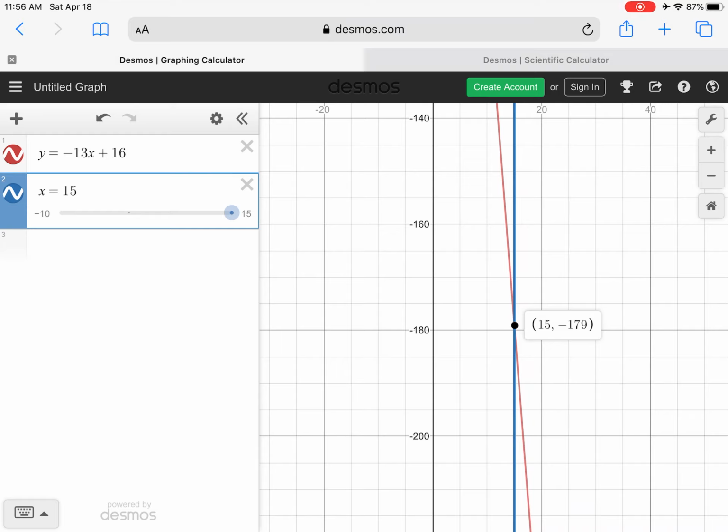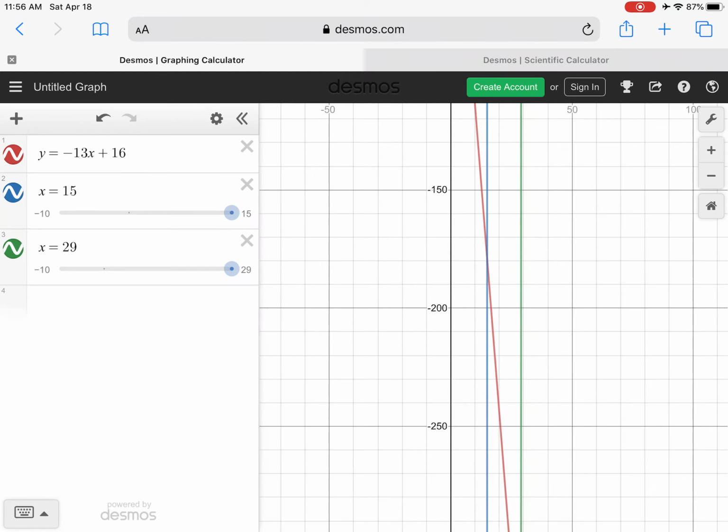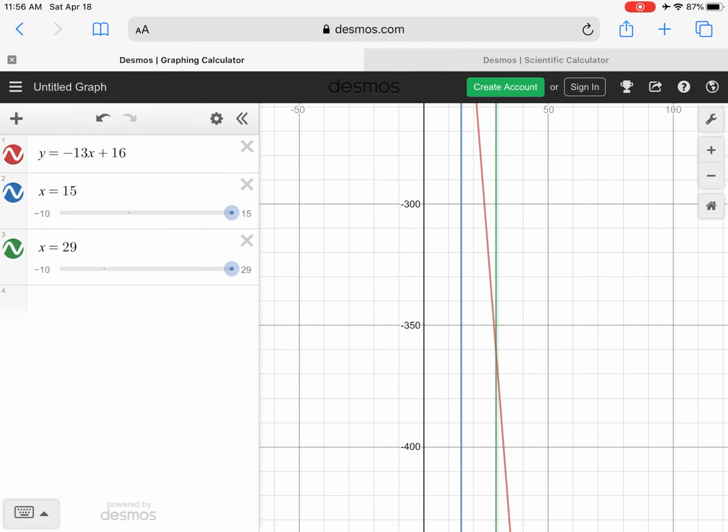Now we could also do this again. Let's say I want to figure out what the 29th term is. I could plug in x equals 29, get a value, and where my green line and my red line intersect, negative 361. So the 29th term of this arithmetic sequence would be negative 361. So we could also solve it with graphing, tying everything that we learned beforehand with systems of equations. This is a system of equations.